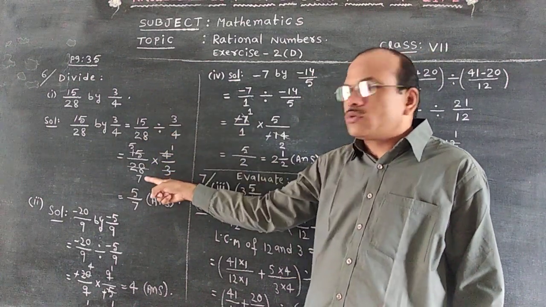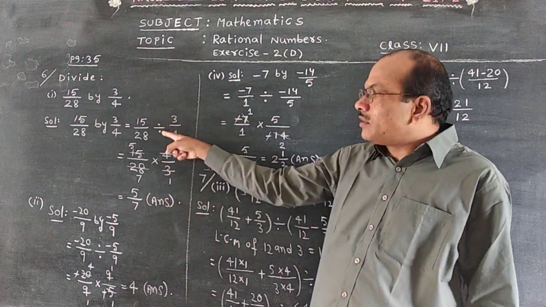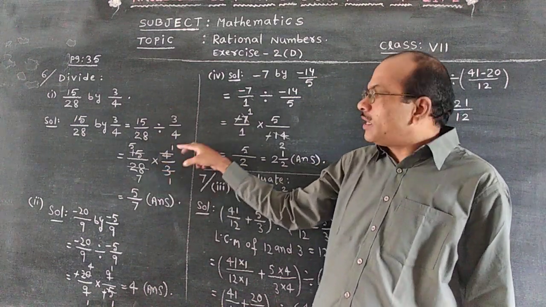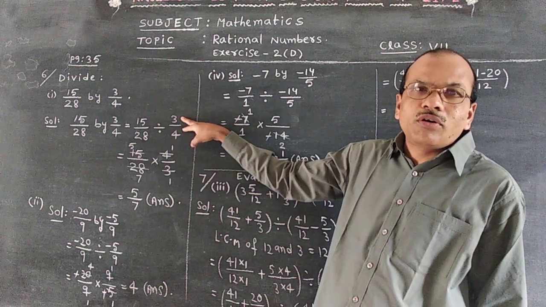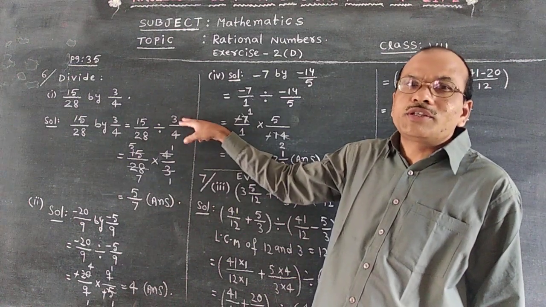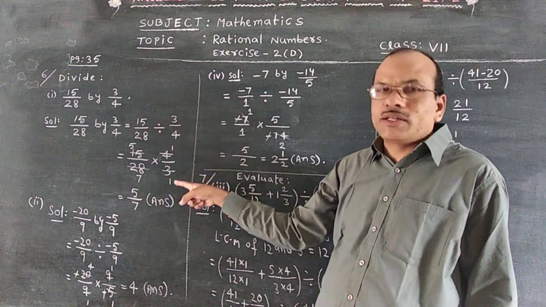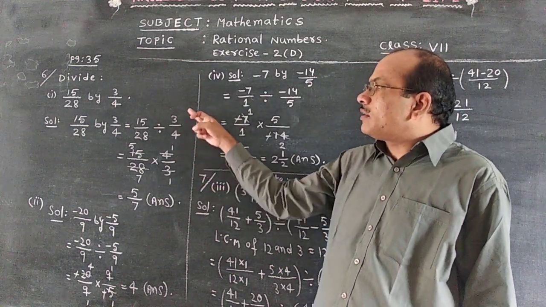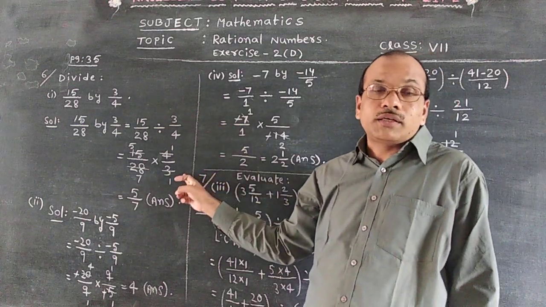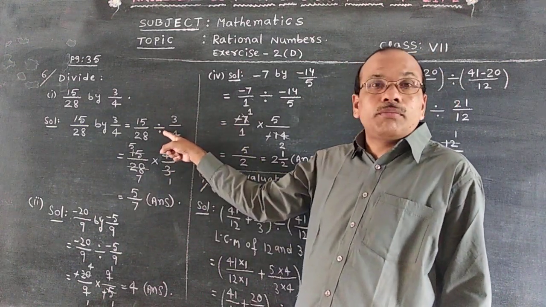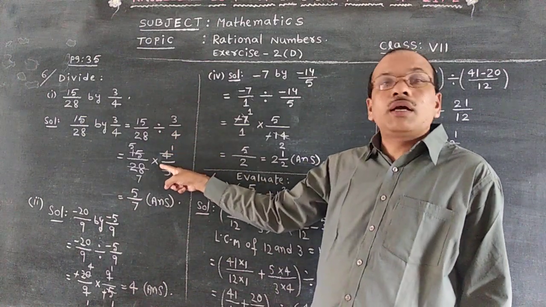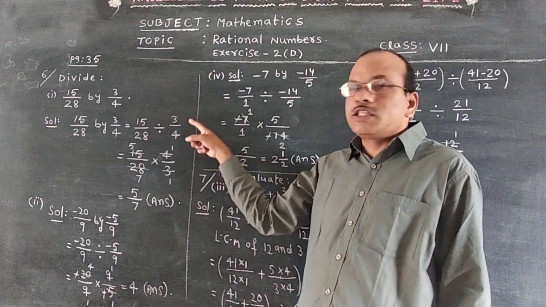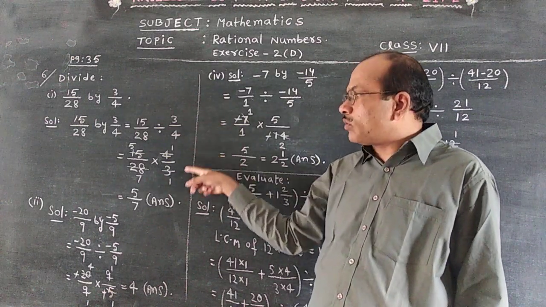Now 15 by 28 is dropped the same. The division symbol is changed to multiplication, then 3 by 4 should change to its reciprocal, which is 4 by 3. That means the denominator will move to the numerator, and the numerator will move to the denominator, when the division symbol changes to the multiplication symbol. So I have written the reciprocal of 3 by 4 as 4 by 3.